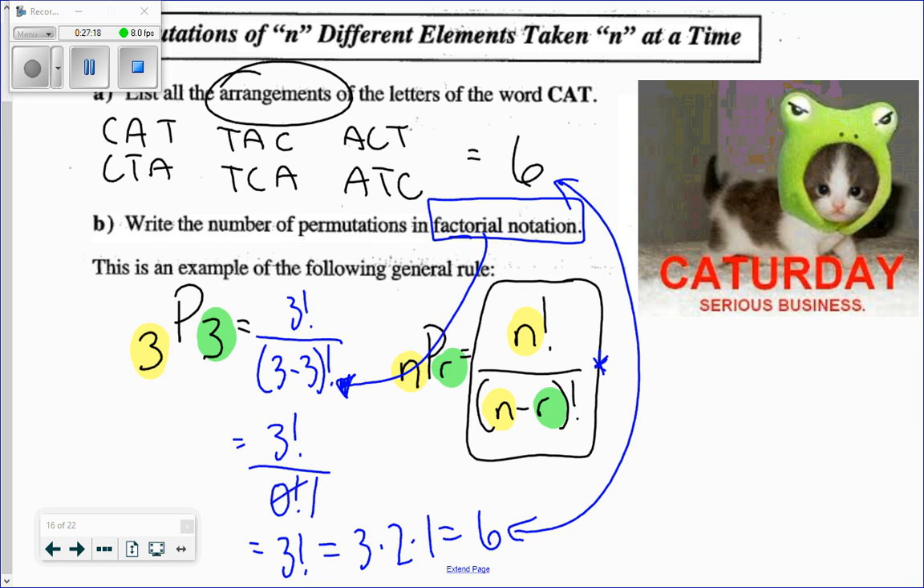Now, I didn't see any questions like that on the diploma at all because they know you're just going to punch it into your calculator.